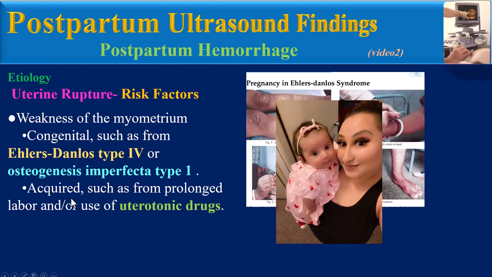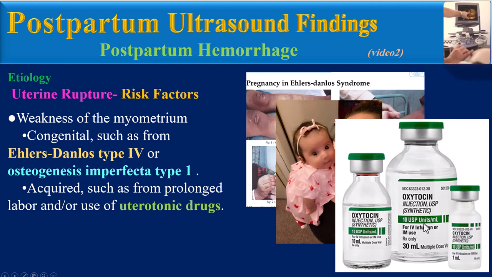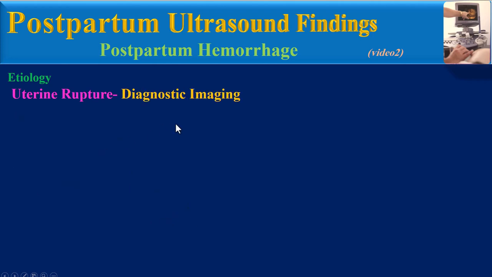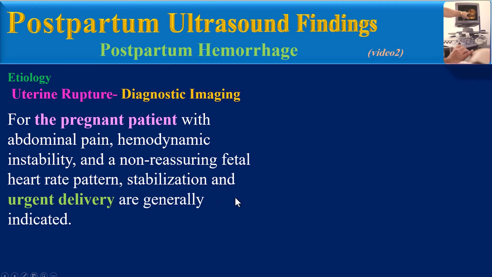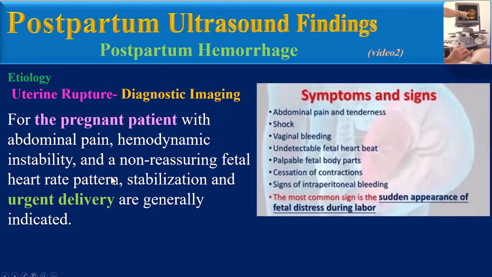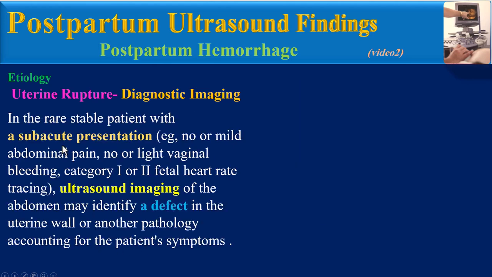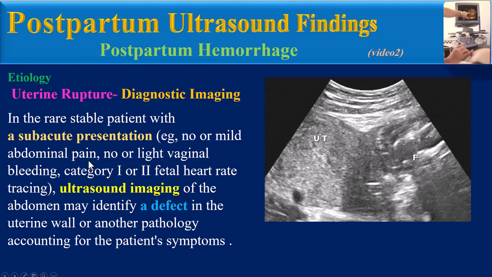Or it may occur, such as from prolonged labor and/or use of uterotonic drugs. Does diagnostic imaging have an important role in the diagnosis of uterine rupture or not? For pregnant patients with abdominal pain, hemodynamic instability, and a non-reassuring fetal heart rate pattern, stabilization and urgent delivery are generally indicated.